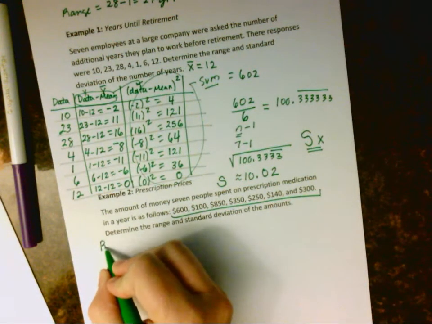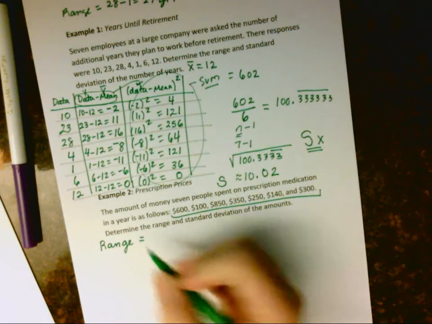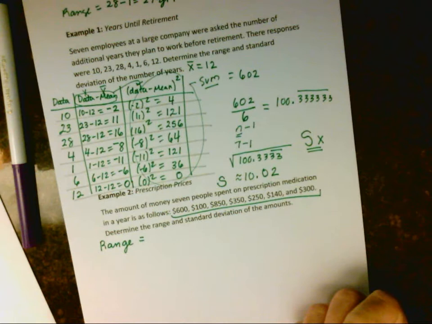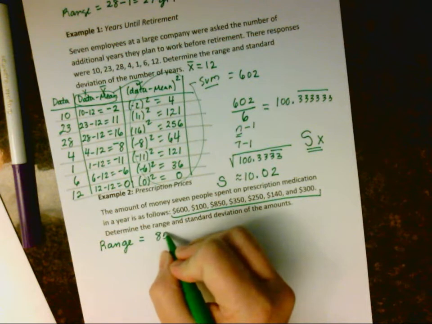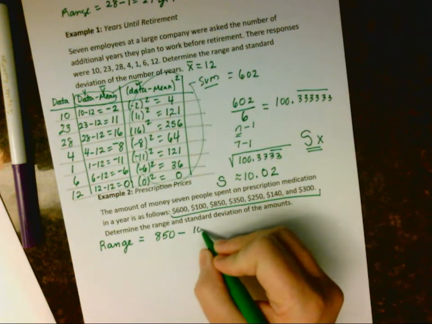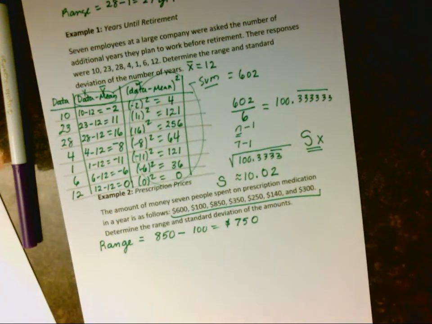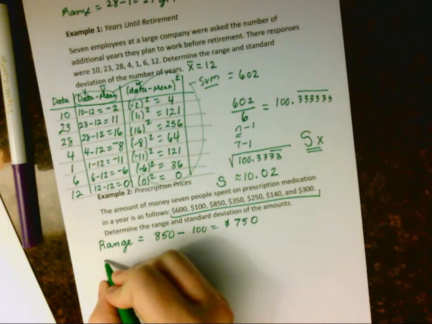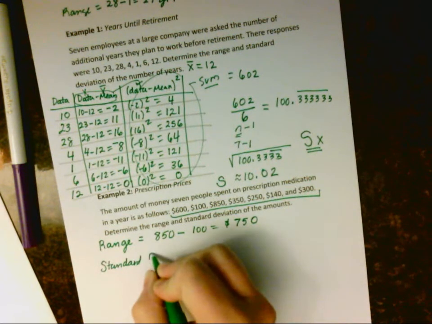You will have a question on the next test that will have you find the range and one with the standard deviation, or maybe one that has both. Okay, so for the range, I read through these and I find the highest value, which appears to be 850, high minus the low, and the lowest value is 100. So there is a $750 range in the prices paid of the 7 people from the high to the low. That's the range. And now we want to do the standard deviation.